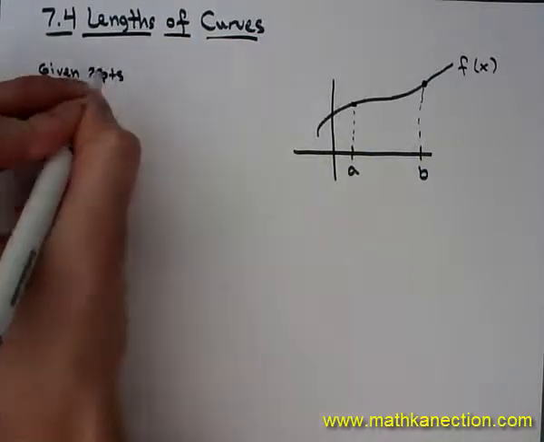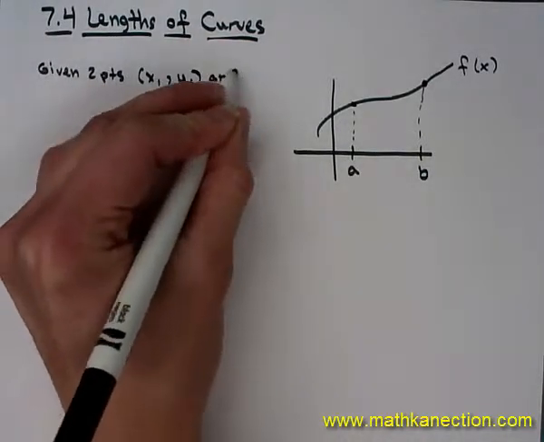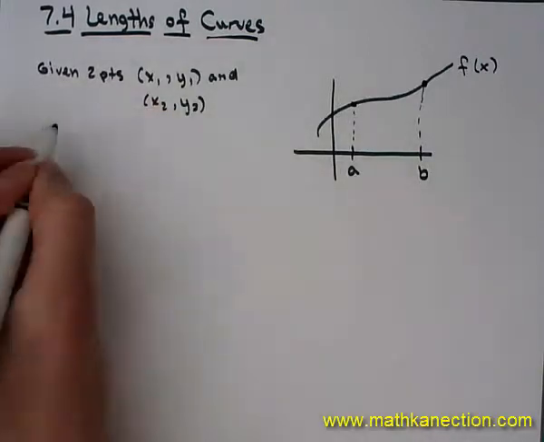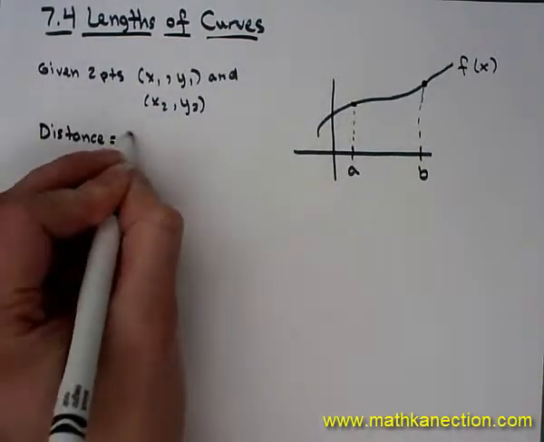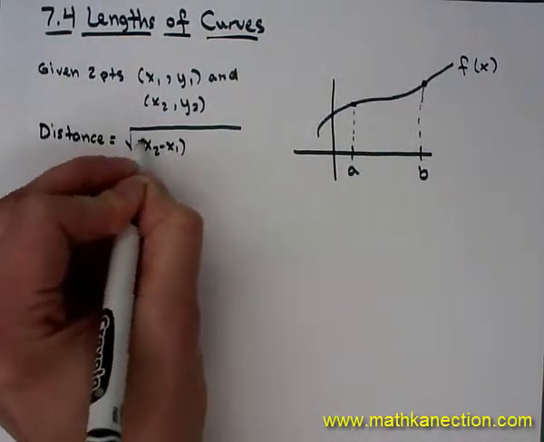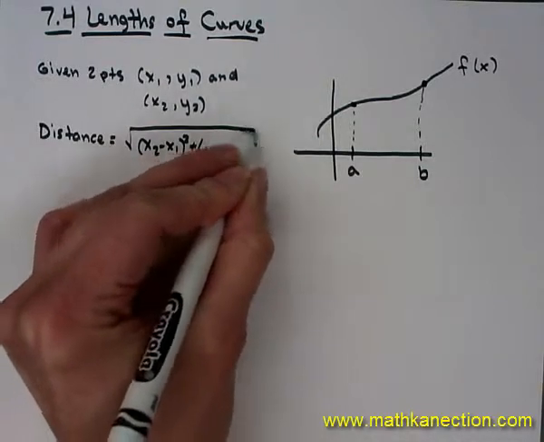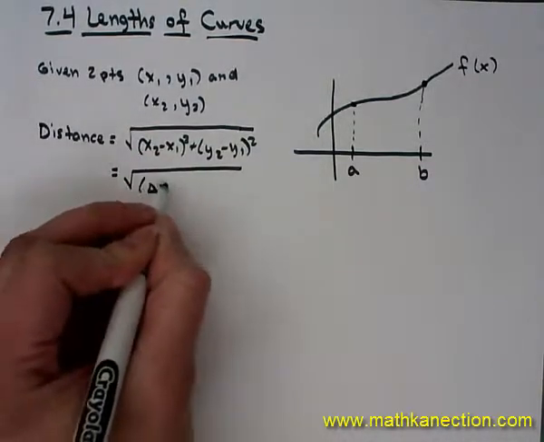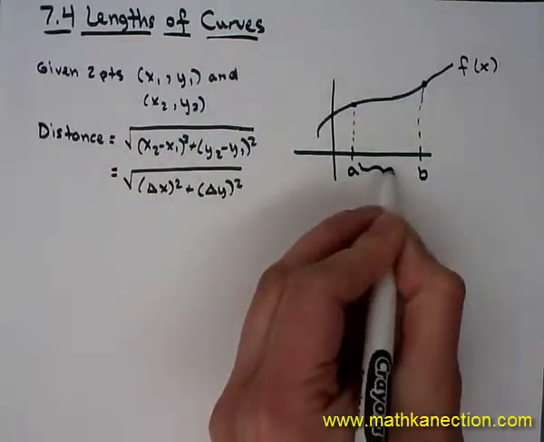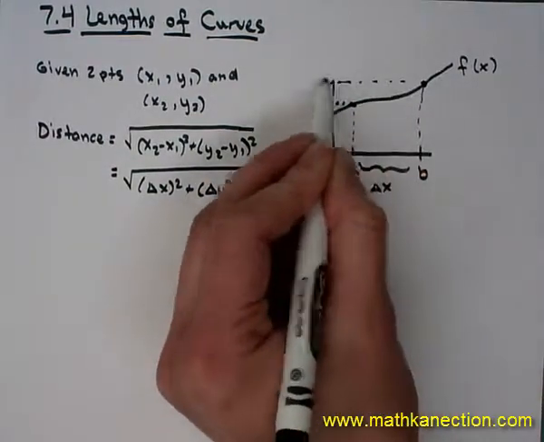So to find the length of the curve, we're going to look at 2 points on the curve, (x1, y1) and (x2, y2), and we're going to find the distance between those points by doing the square root of the distance between x squared plus the distance between y squared. The distance between x is delta x, and the distance between y is delta y. You can see that on the graph.